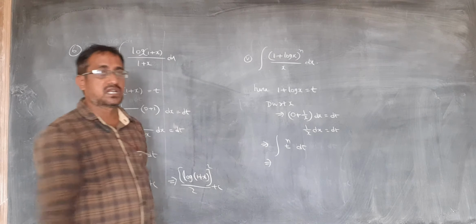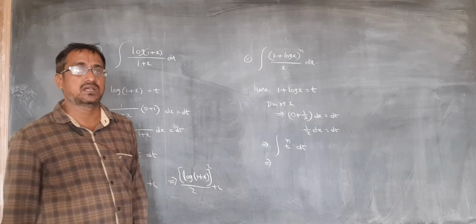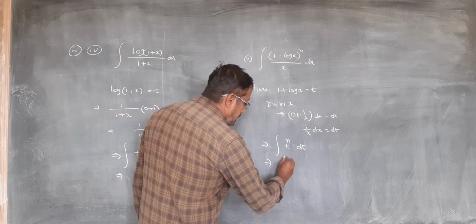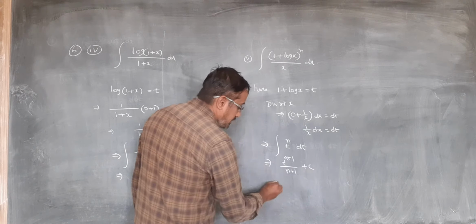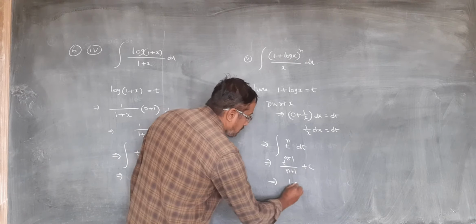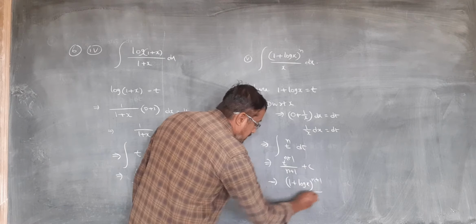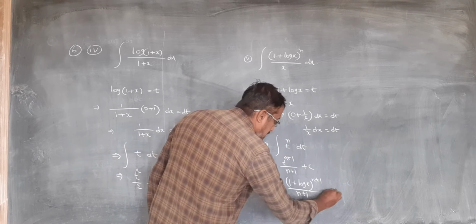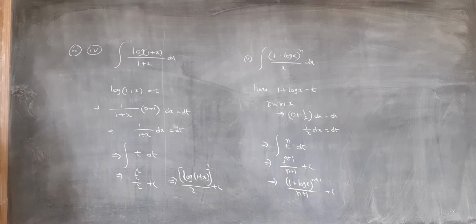Now this is integral t power n dt. Integral x power n is x power n plus 1 by n plus 1. So you will get t to the power of n plus 1 by n plus 1 plus c, where t is 1 plus log x. So the result is 1 plus log x whole power n plus 1 by n plus 1 plus c. That is the result.